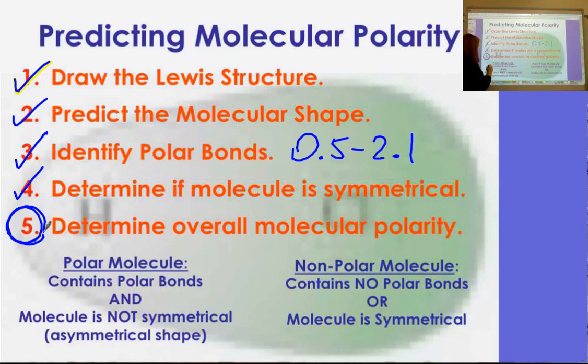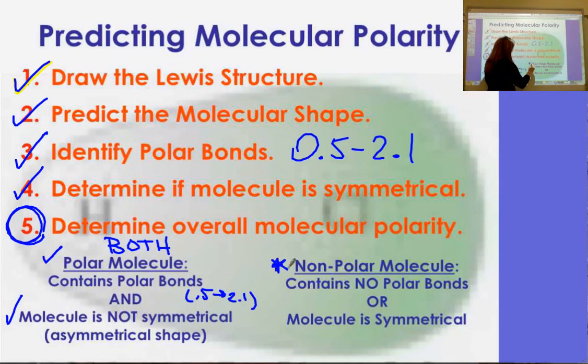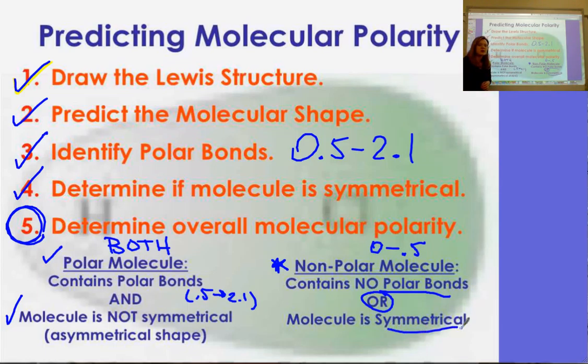If your molecule is polar, both conditions have to occur. It must have polar bonds, the 0.5 to 2.1, and it must be asymmetrical. If it's a non-polar molecule, it can have either or. It's either no polar bonds, so they're all between 0 and 0.5, or the molecule is symmetrical.